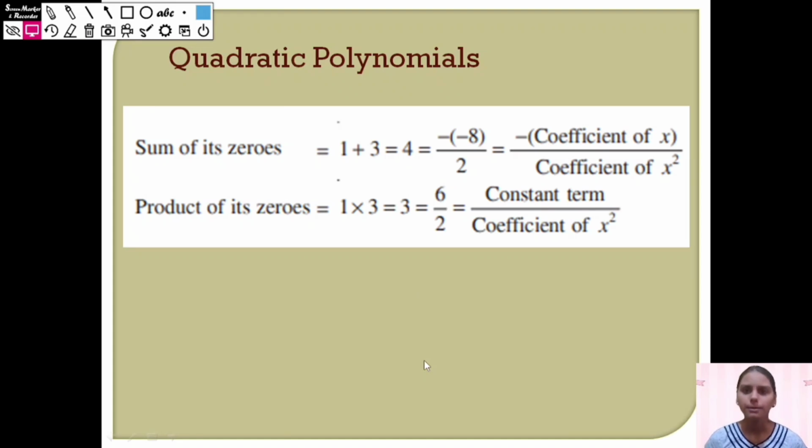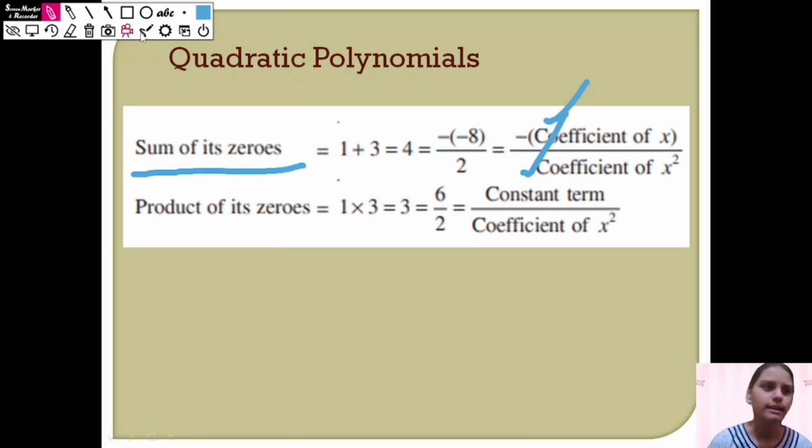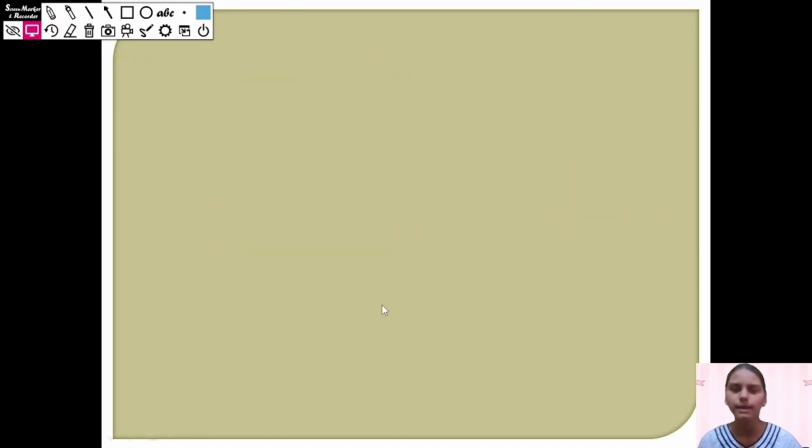Now, is there any other relation also? To find the zeros, do you always need to say the sum of its zeros is equal to negative of the coefficient of x divided by the coefficient of x square, or anything else? I cannot always write it like that. You need something like small letters to remember it properly. For that, let me take you to the next slide, which will make your work easy.